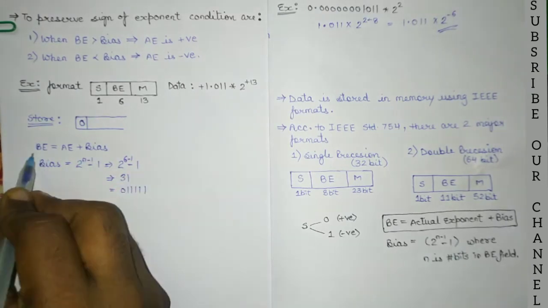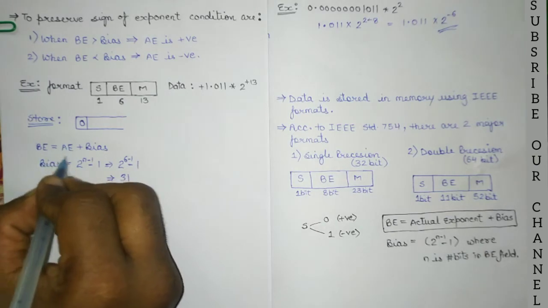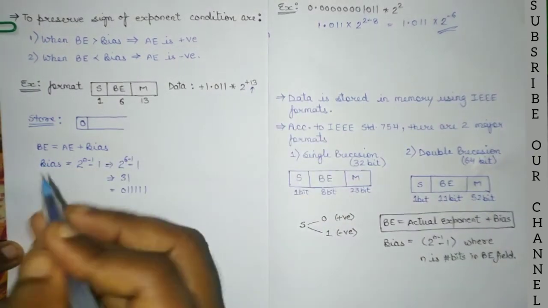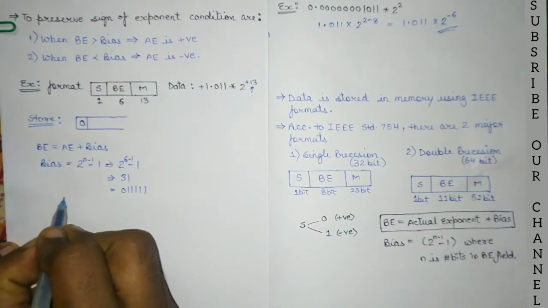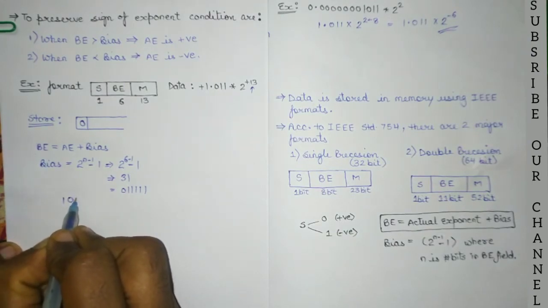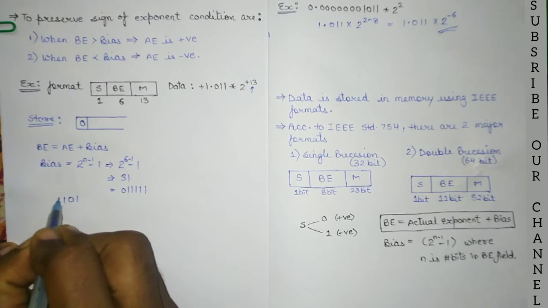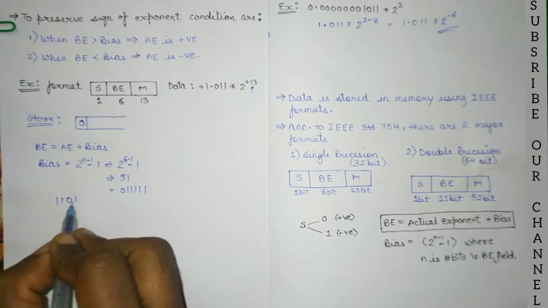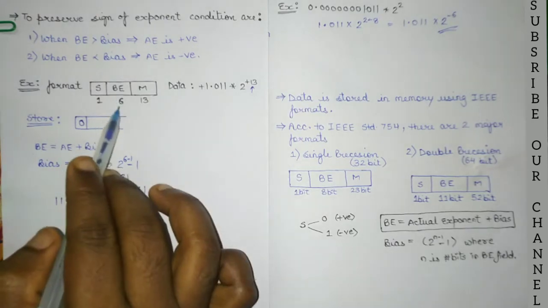Now what we have to do, we have to find out the biased exponent. What is AE? AE is this 13. And how can we write down the 13? 13 can be written as 1 0 1 1 1 0 1, right? So this is 13, 8 4 12 plus 1 13, but here we are having 6.